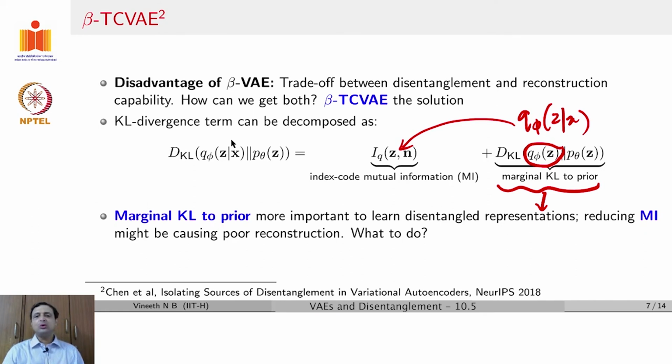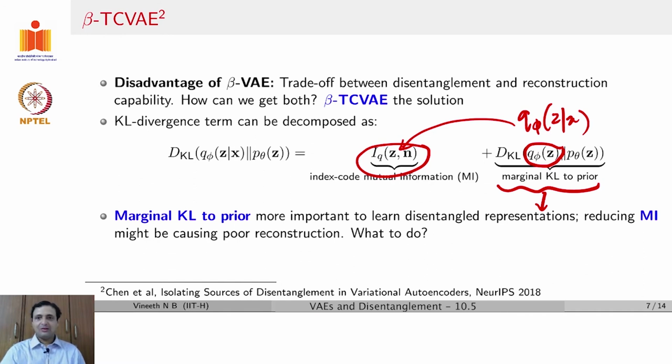This marginal KL is actually the component responsible for disentanglement. Hence, trying to penalize the mutual information may actually lead to poorer reconstruction. Keeping this in mind, we now want to ensure that we focus on the marginal KL while we learn a VAE. That's the term that we want to weight with a beta.